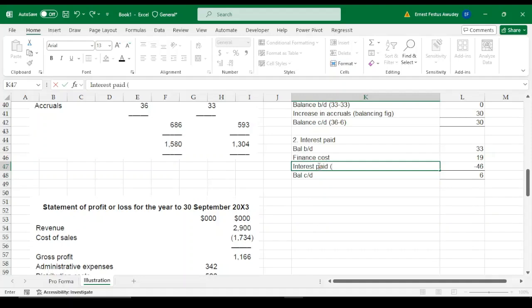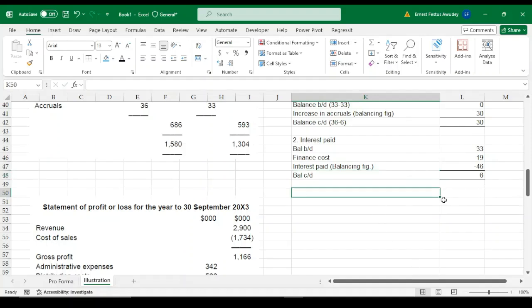All right, now this particular figure here, or this particular calculation here, can also be done alternatively using T accounts. Okay, so that's the balancing figure there. So let me just close it. So this particular calculation we have done can also be done using T account format. Since interest is a liability, this balance here is going to be displayed on the credit side of the T account as balance brought down.